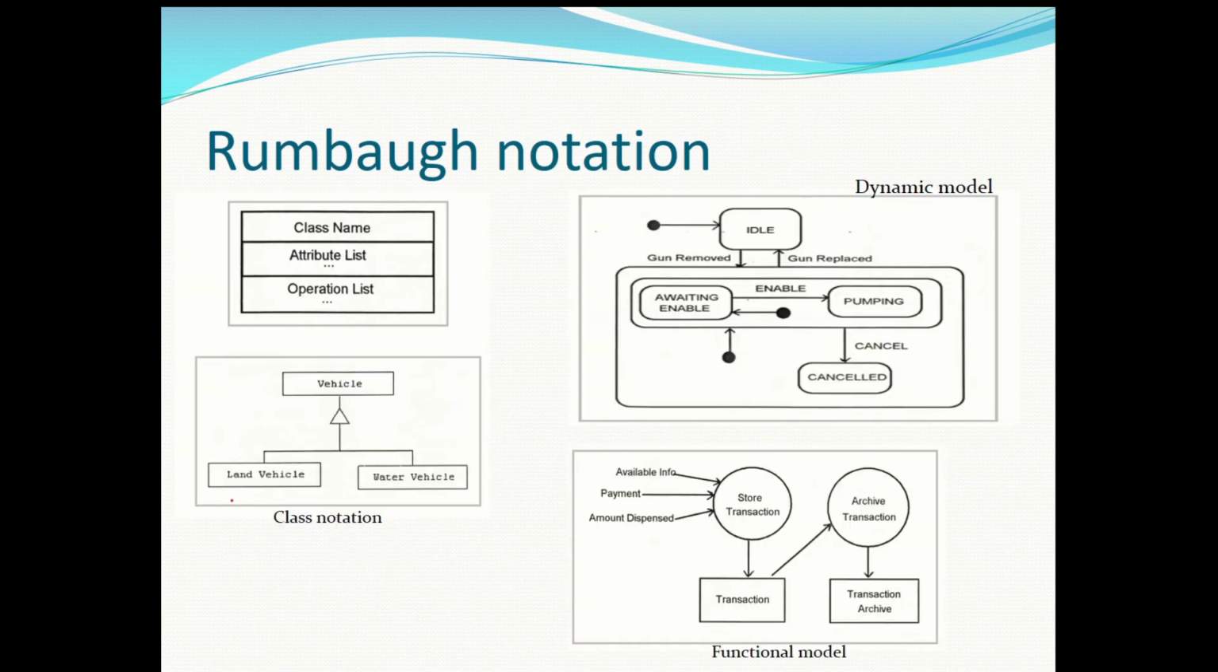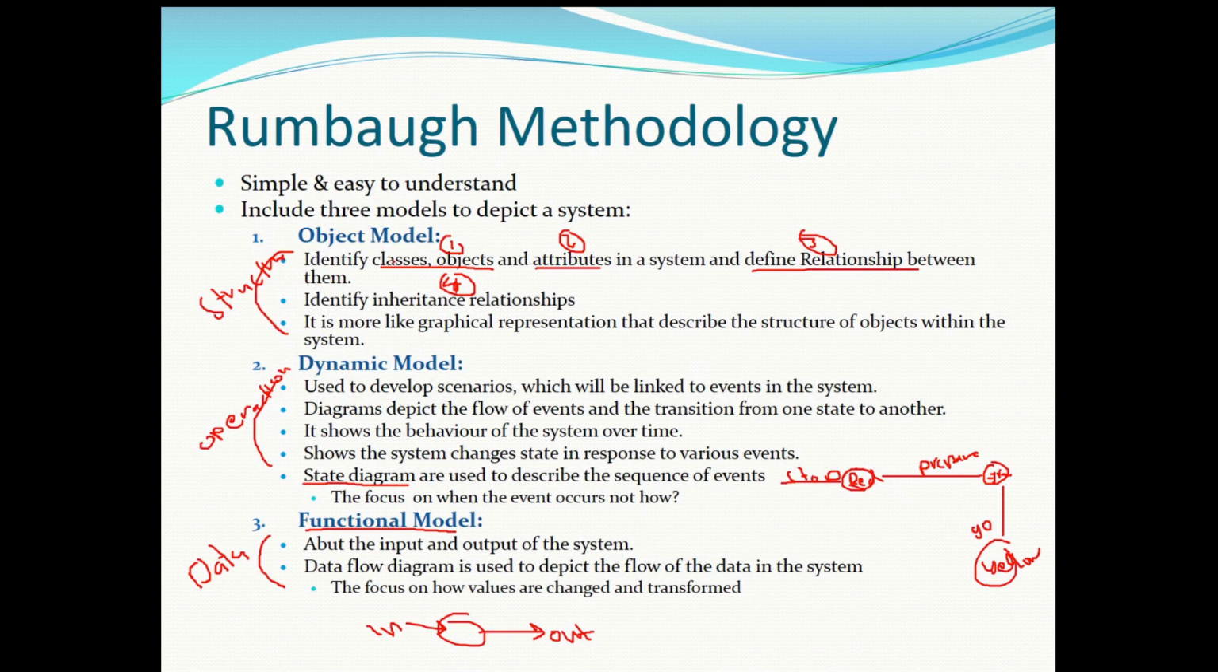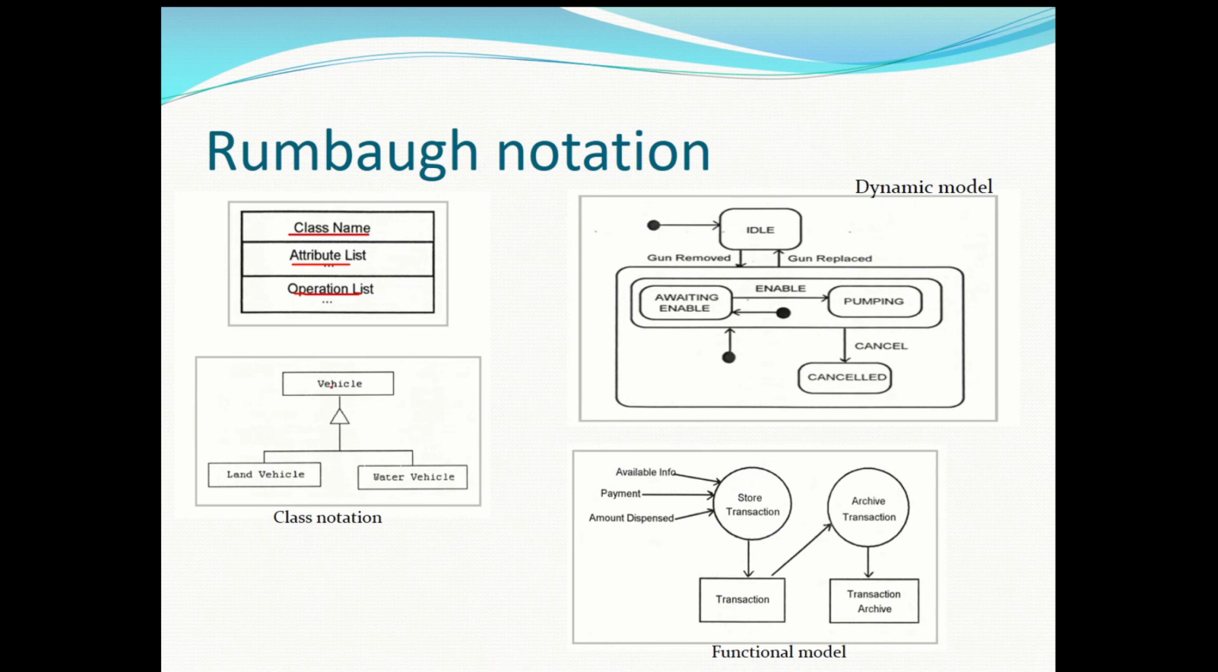This is a sample implementation of the notation for Rambaugh. It is similar to UML: a class name here, the attributes here, and the operations here. This is more like the object model, so the structure of the system. Very simple and easy. This is a class notation. This is the dynamic model. It shows the states from idle to pumping to waiting to cancel, and how the data flows and what operations are going on inside the system over time, similar to the traffic light I explained in the previous slide. The last one is the functional model, which cares about the data.